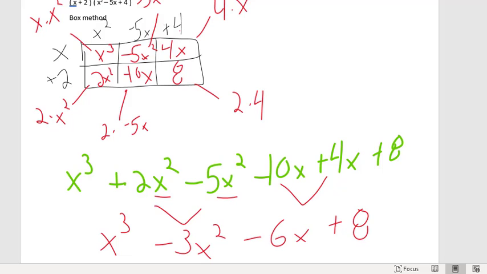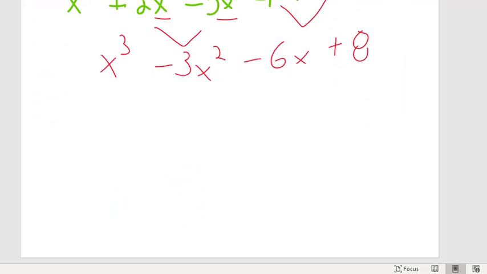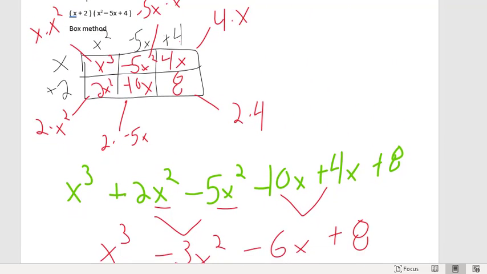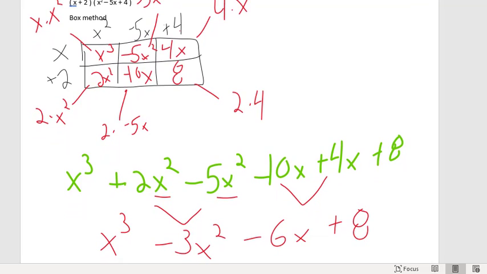So we can apply that same method. You also can do the distributive method. It does end up getting a little messier. I'll do that here in just a second.